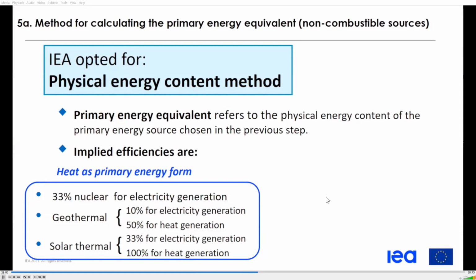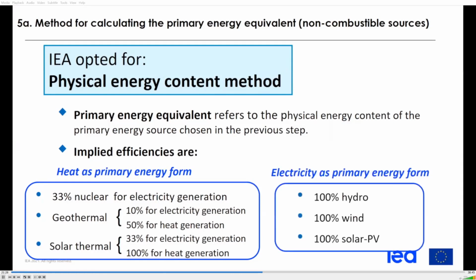Similarly, for solar thermal plants, the heat supply is back calculated assuming a 33% efficiency of conversion of heat into electricity, reflecting relatively low working temperatures, although central receiver systems can reach higher temperatures and therefore higher efficiencies.